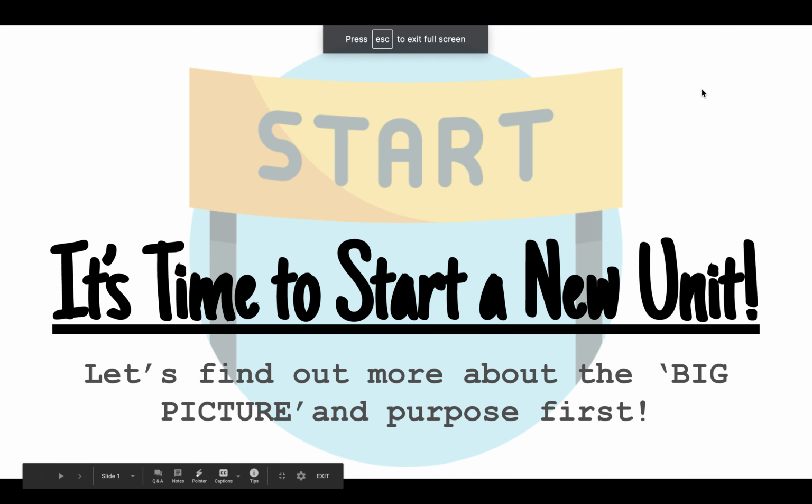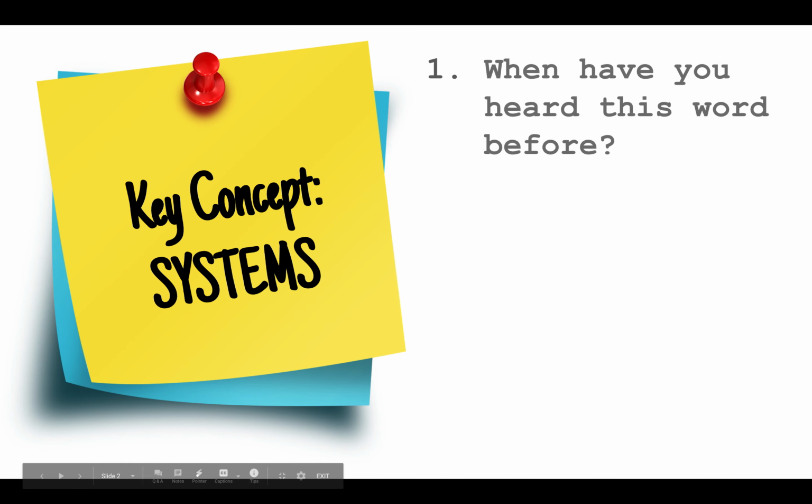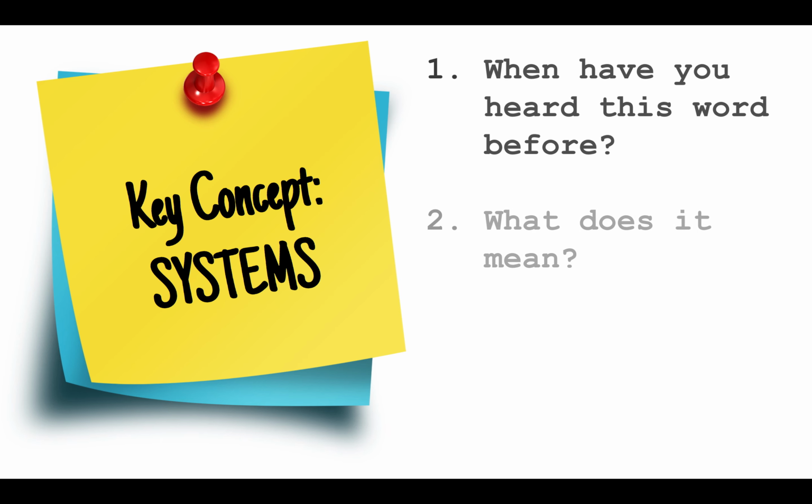So, introduction to my unit. Key concept is systems. So when have you heard this word before? Hopefully they'll remember, this is grade 8, that we did something with systems in the beginning of grade 7. Hopefully they can think about digestive systems, all sorts of things. What does it mean? This part again is really hard. Giving examples of systems, easy peasy. Trying to actually define system is hard, but hopefully we'll see what they do.